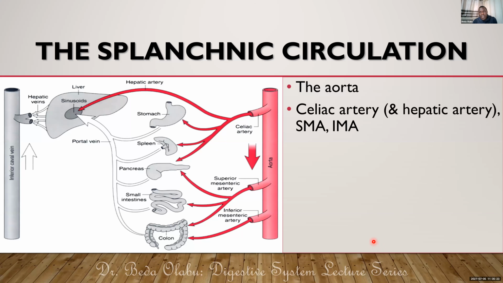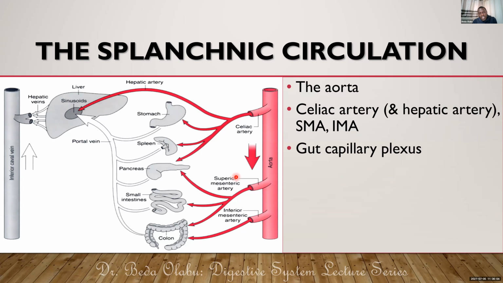The aorta gives you 3 branches which go to the digestive system: the celiac trunk, superior mesenteric artery, and the inferior mesenteric artery. The celiac trunk is the artery of the foregut, superior mesenteric that of the midgut, and inferior mesenteric that of the hindgut. The celiac trunk, therefore, supplies derivatives of the foregut, which include the stomach, the liver, the pancreas, but it also has a branch which goes to the spleen, in as much as spleen is not a derivative of the foregut.